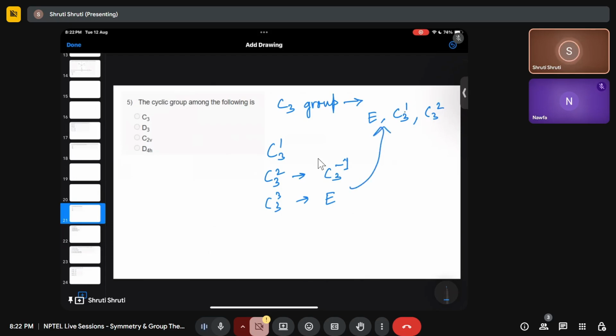C3 inverse and C3 are the symmetry operations in the group. So when you apply the same symmetry element multiple times, the resultant symmetry operation is already present in the group in a cyclic manner.